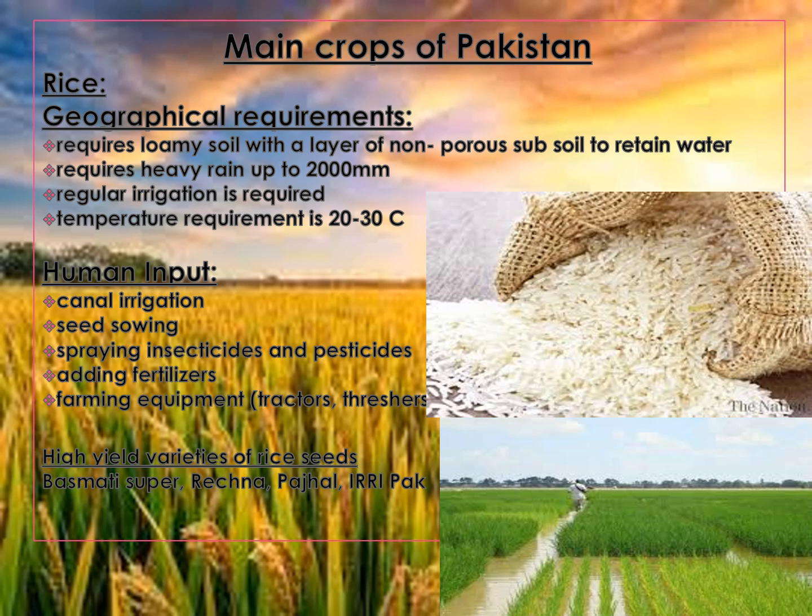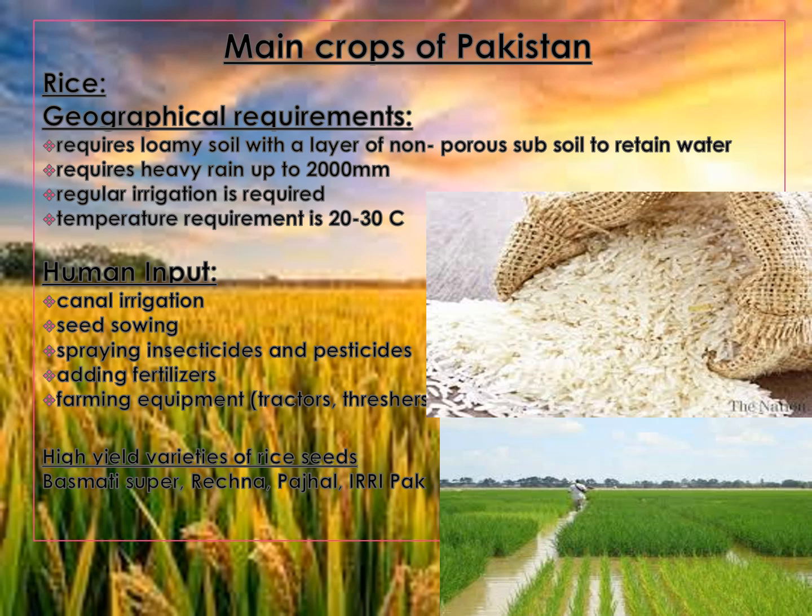And if we talk about the geographical requirements, it requires loamy soil with a layer of non-porous subsoil to retain water. It requires heavy rain up to 2000 millimeters. Regular irrigation is required and the temperature requirement is 20 to 30 Celsius degrees, like the Sindh districts Larkana and Dadu, and in Punjab, the districts Sheikhupura, Sialkot and Gujranwala are the main important areas.